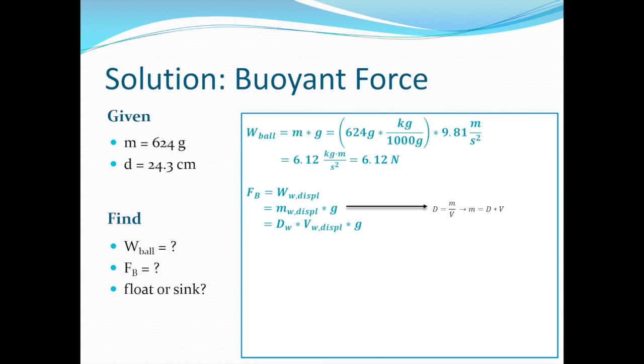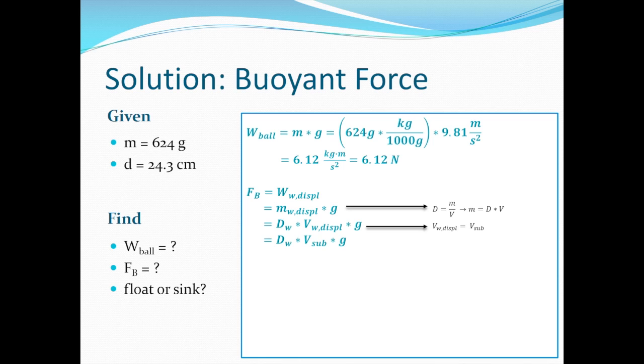Let's consider what we were given in the problem statement. The mass of the ball and the diameter of the ball. We already know why we were given the mass of the ball, to calculate the weight. But what might we use the diameter for? We can use the diameter to calculate the volume of the ball, and we know from Archimedes' Principle that the volume of water displaced equals the volume of the object that's submerged. So we can replace volume of water displaced with volume of object submerged.